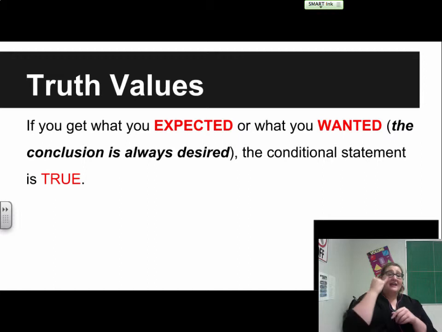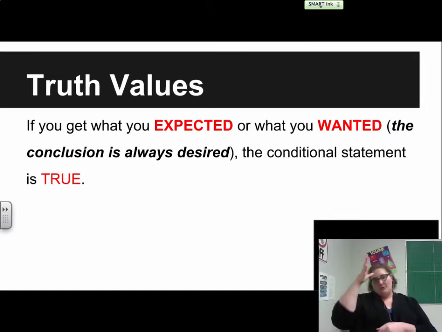But the other thing that makes this true is if you get what you wanted. And the conclusion is always something you want, even if you're suddenly going, well, I didn't want that. Well, that's how you have to look at the conclusion statement, that it's something that you wanted. Because what if the statement was still, if you get good grades, we'll pay for your car insurance? Well, what if you get bad grades and they still pay for your car insurance? You got what you wanted, and so the conditional statement is still true. The only time it's false is if the hypothesis is true, but the conclusion was false. So that would be like saying you got good grades, but then your parents didn't pay for your car insurance.